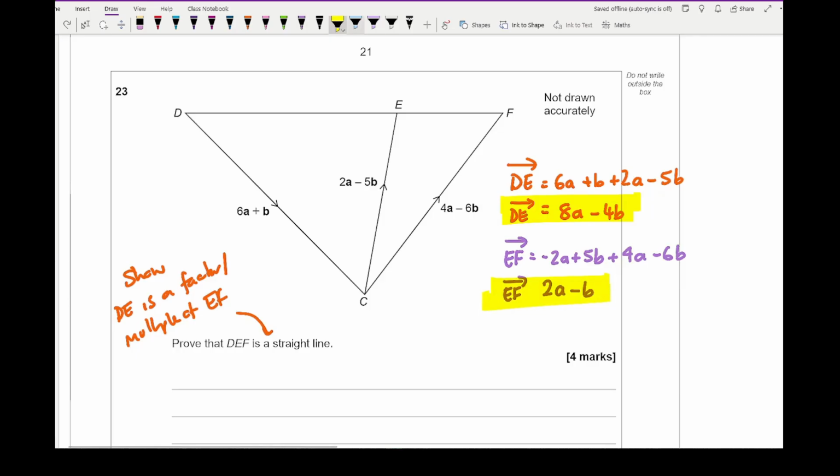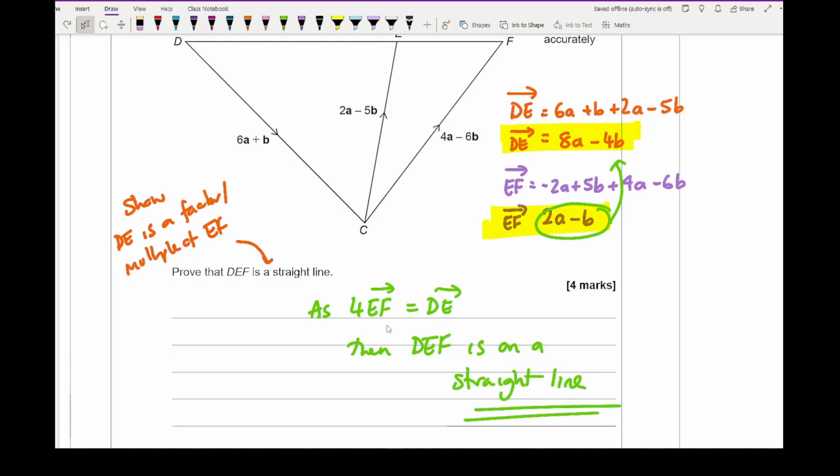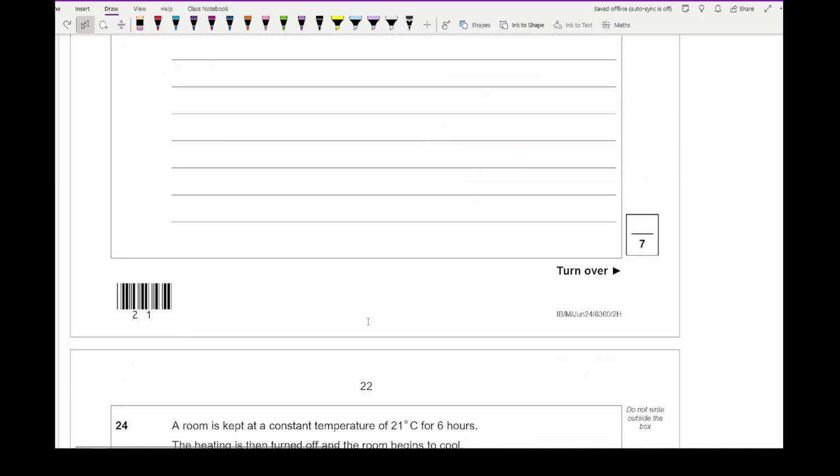So what I then need to show is what do I need to do to multiply this to get to this? Well, as 4 lots of EF equals DE, then DEF is on a straight line. So something along those lines would be absolutely fine for the 4 marks.